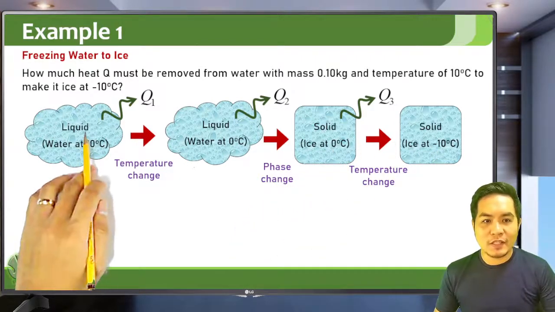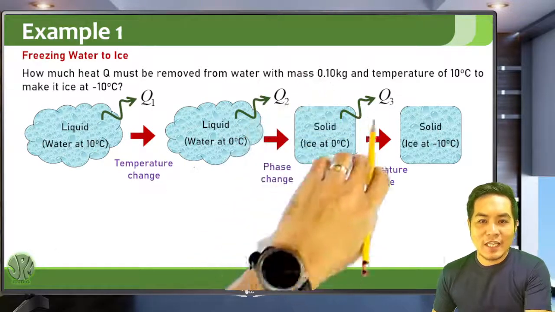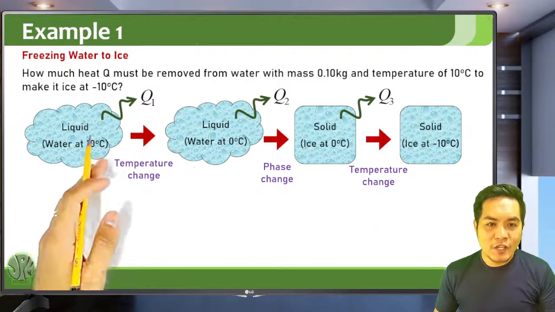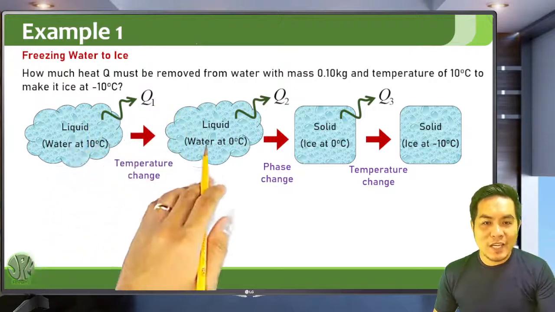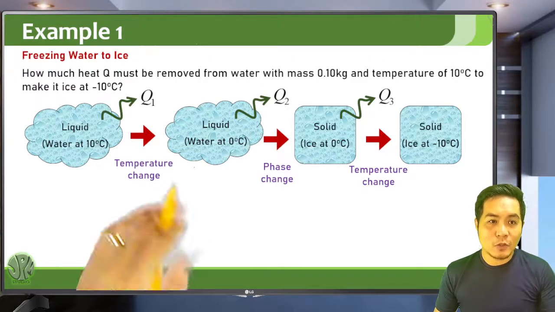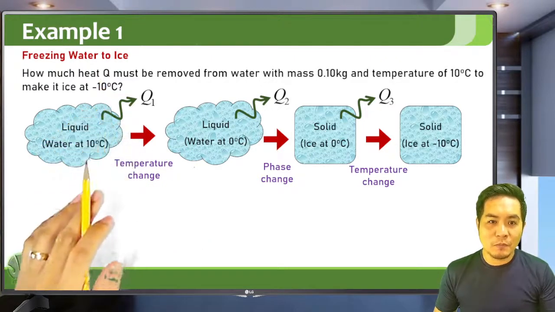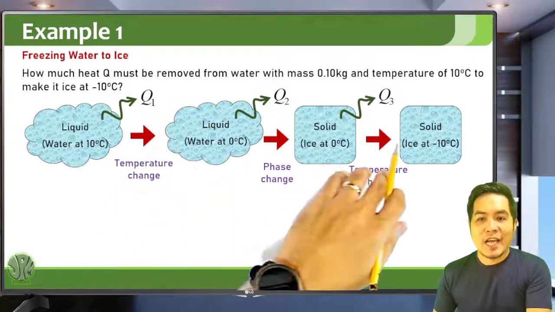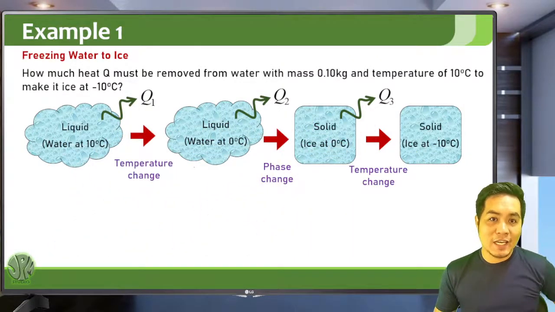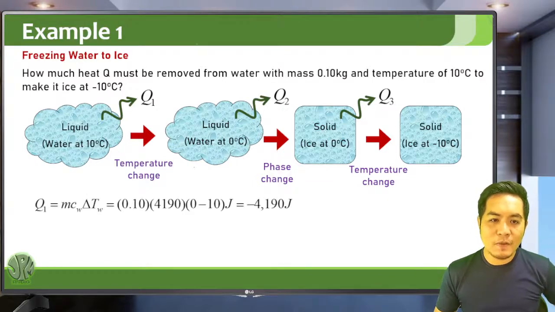You will notice that there are three stages here, and each stage corresponds to a released amount or quantity of heat, Q1, Q2, and Q3. And the total heat Q that must be removed from water to make it ice at negative 10 degrees Celsius is just the sum of these three amounts of heat.